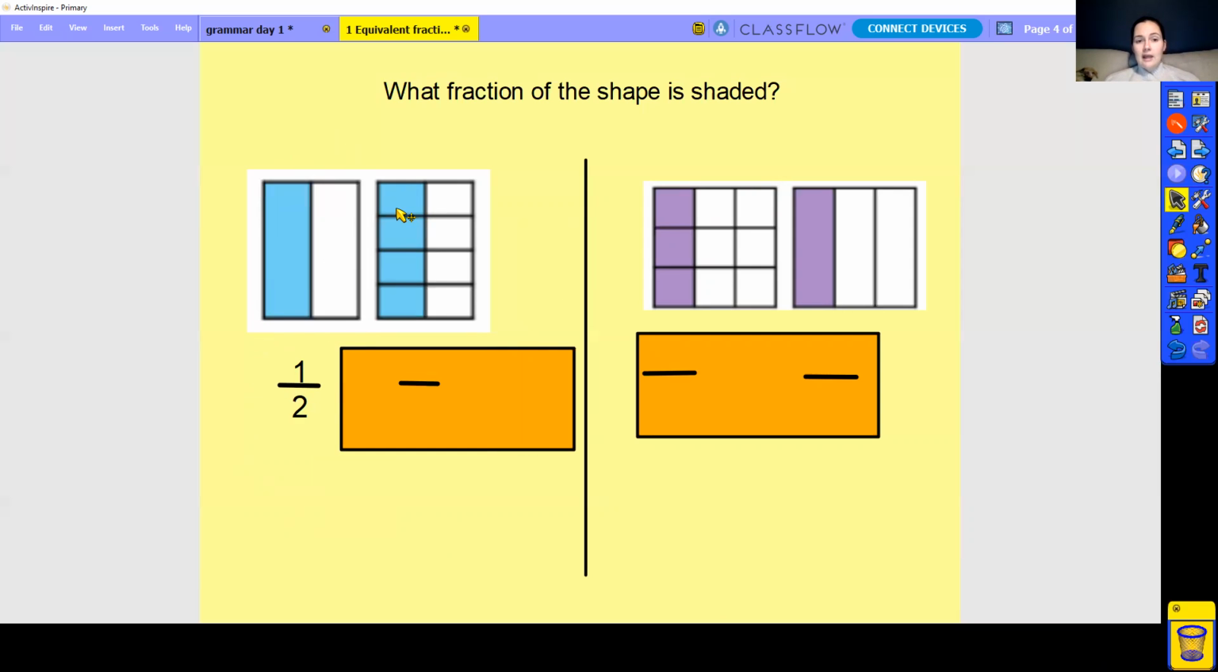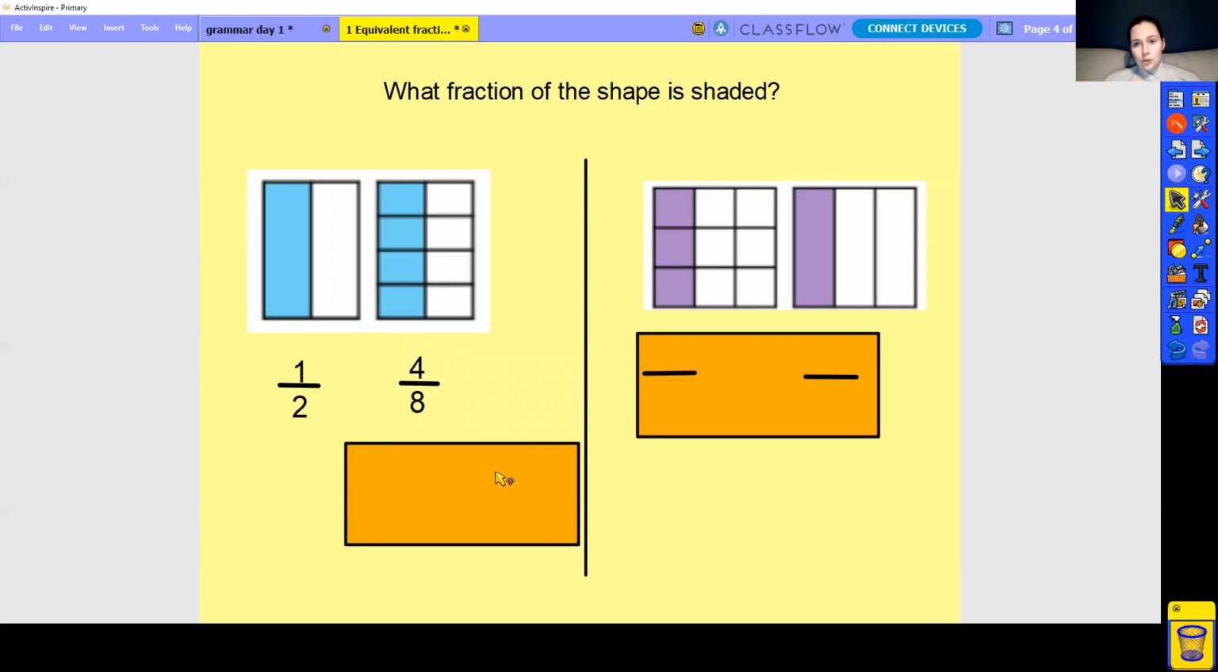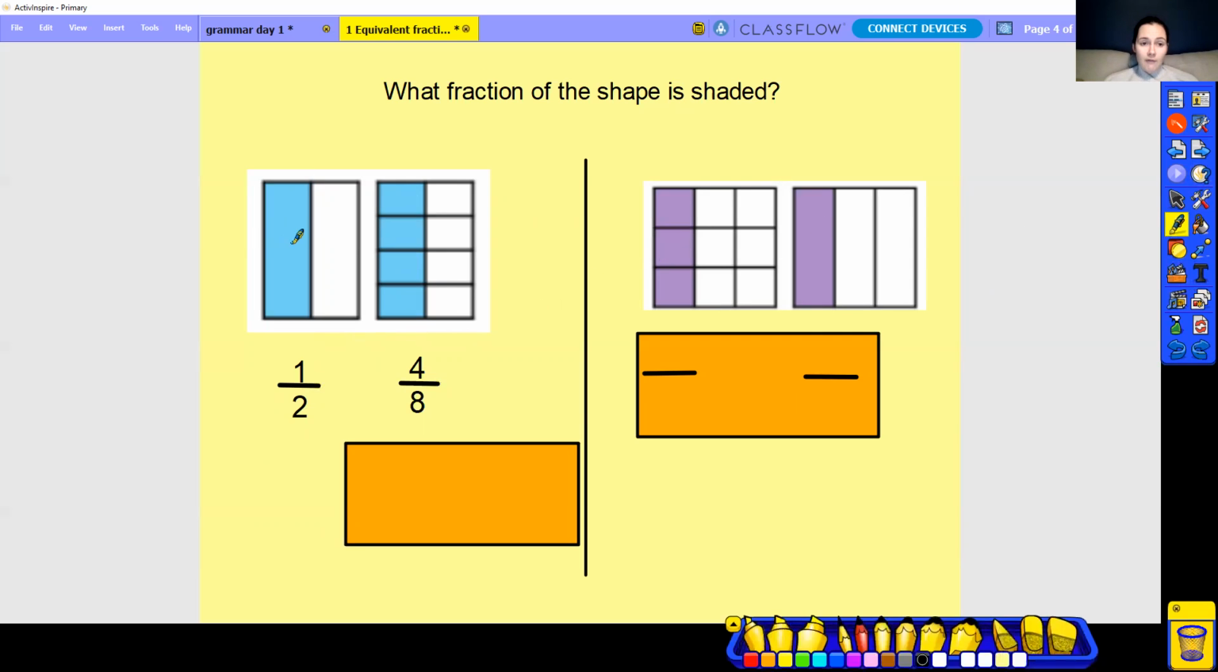Now this one, if you count them up, you've got 1, 2, 3, 4, 5, 6, 7, 8. So this shape is split into 8 pieces. Now, how many of those pieces are blue? Well, you've got 1, 2, 3, 4. So you've got 4 out of 8 pieces that are blue. Now, you should be able to recognize just by looking at them that these fractions are equivalent. They look the same. Half of this shape is shaded in, and you can see if you follow this pen here, both of these are the same size, and this shape here has also got half of it shaded.